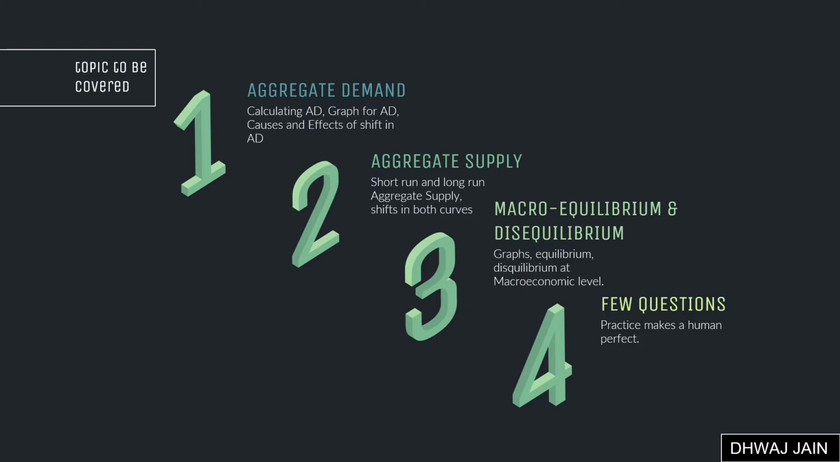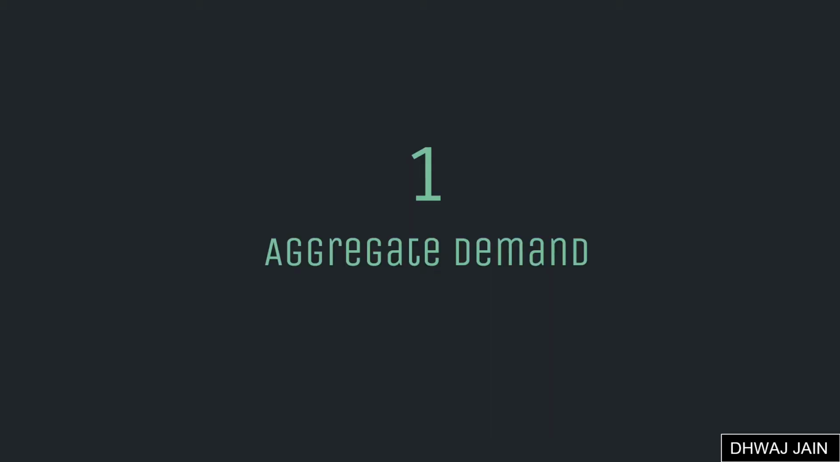In this whole three-part series, we are going to learn about aggregate demand, aggregate supply, macroeconomic equilibrium and disequilibrium, and obviously, like we always do on the channel, we will solve a few questions. So let's get into the first part, which is only going to be about aggregate demand. Part one, aggregate demand.